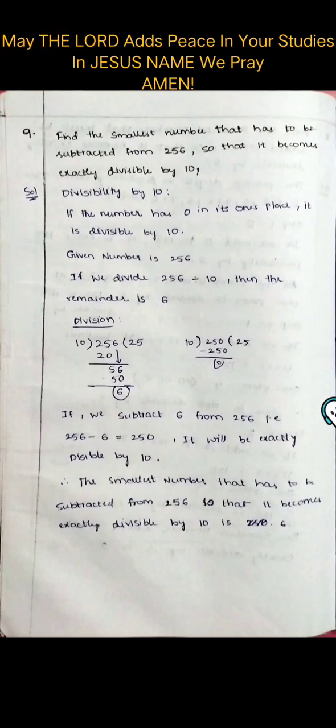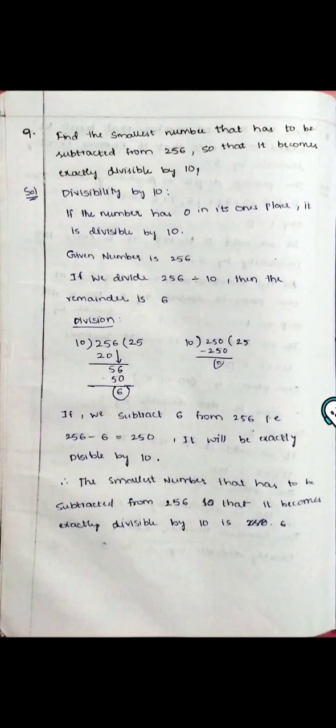Coming to the next question: find the smallest number that has to be subtracted from 256 so that it becomes exactly divisible by 10. If the number has 0 in its ones place, it is divisible by 10. But here we have 256. They are asking for the smallest possible number which can be subtracted. We can do it in the previous method also, but that process will become longer, so that is a big process.